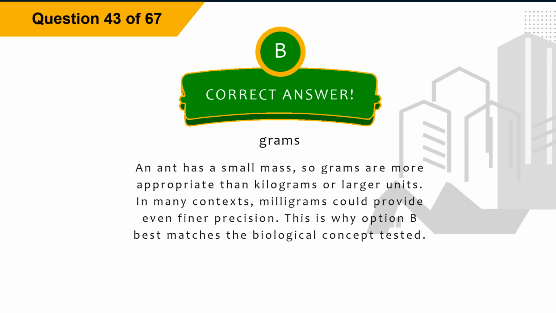Grams. Explanation. An ant has a small mass, so grams are more appropriate than kilograms or larger units. In many contexts, milligrams could provide even finer precision. This is why option B best matches the biological concept tested.